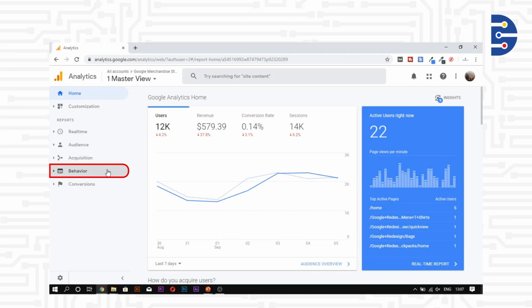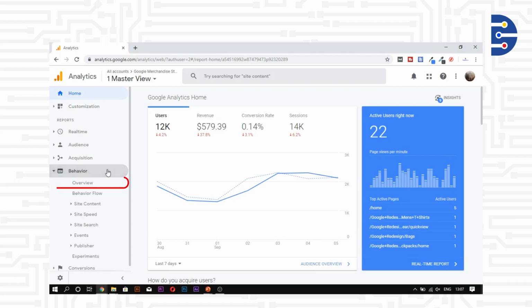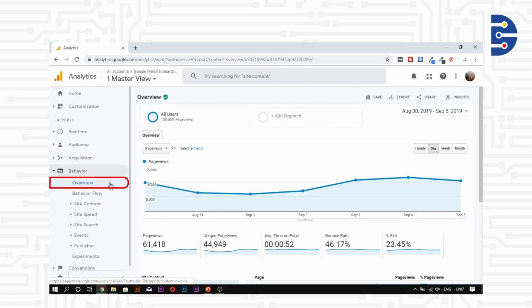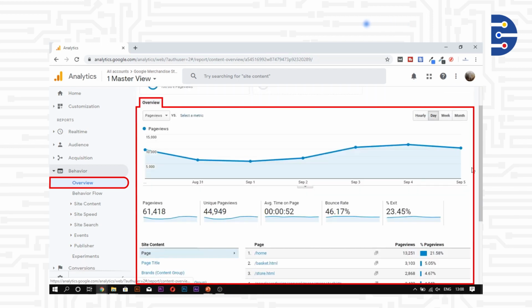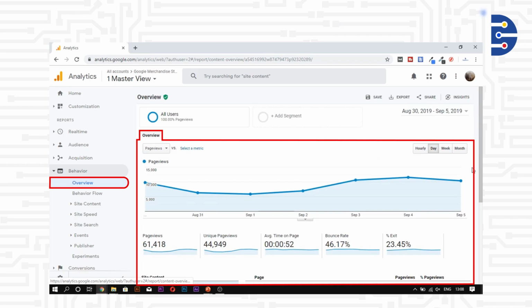The behavior overview section is where we learn how our visitors behave with our website, the pages they visited, the duration they spent, and so on. All these insights help us understand the behavior nature of our visitors.